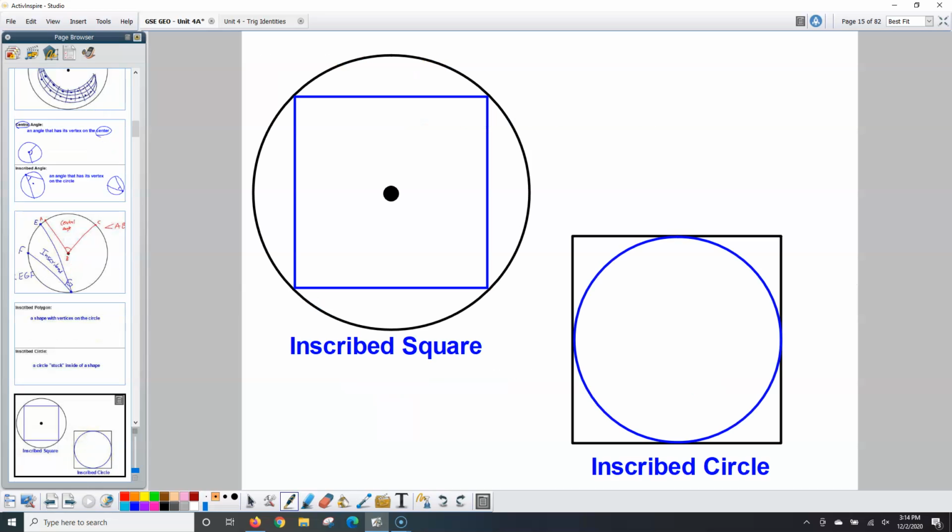We got an inscribed square where all of the corners or vertices are touching the circle. So I did an inscribed square, and then an inscribed circle is touching all those sides of the square right there.